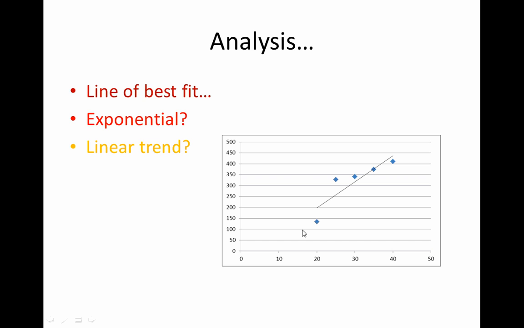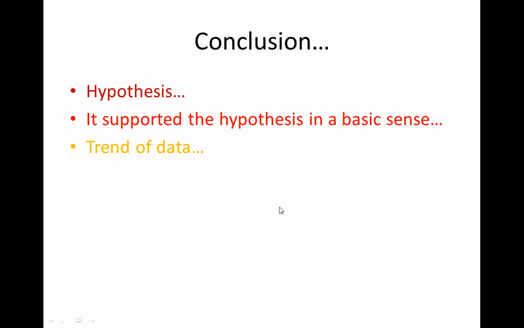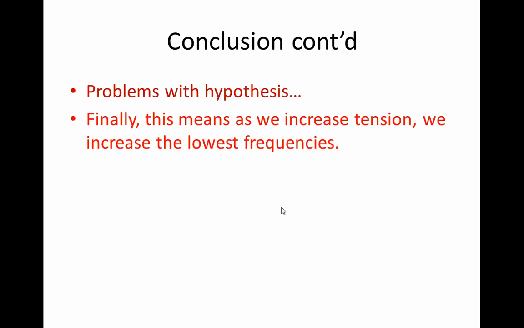So the line of best fit is possibly correct because it looks more linear than it does exponential. It's not totally for sure. We'll talk about more in the error analysis, but for the most part, yes, as we increase the tension, the lowest frequencies increase. We predicted just that, and it supported our hypothesis in the basic sense, in the trend of the data, which was going up. There were certain problems with our hypothesis, like we weren't very specific, but we were right in what we predicted: as we increase the tension, we increase the lowest frequencies.